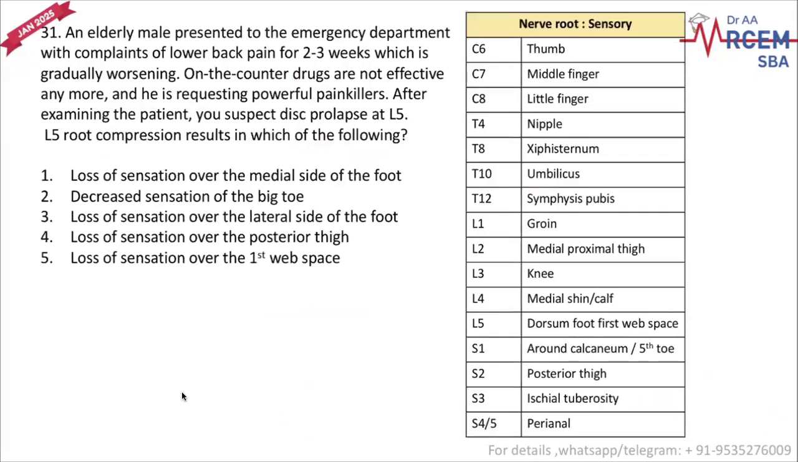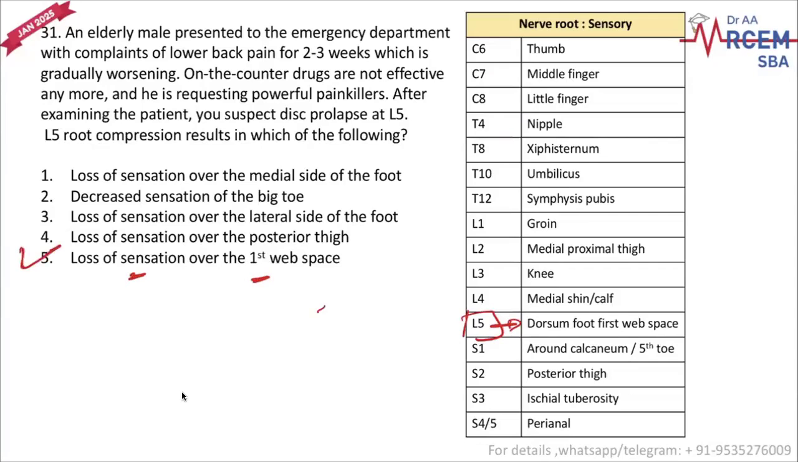An elderly male presented to the emergency department with complaints of lower back pain for 2 to 3 days, which is gradually worsening. Over the counter drugs are not effective anymore, and he is requesting powerful painkillers. After examining the patient, you suspect disc prolapse at L5. L5 nerve root compression results in which of the following? This we have learned in our major trauma class. L5 supplies the dorsal part of the first web space. So loss of sensation over the first web space on the dorsal surface is the right answer here.